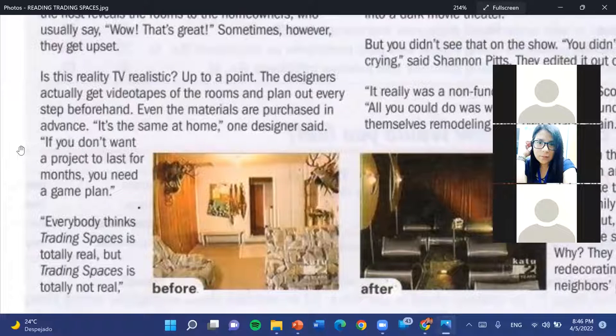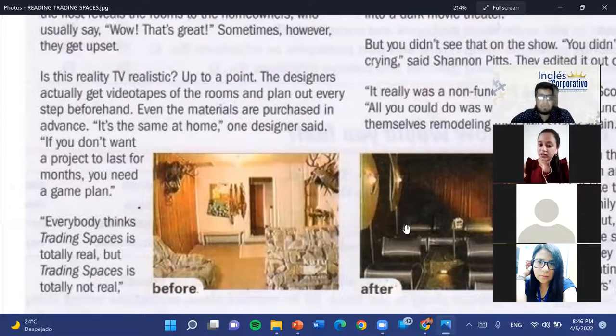Is this really TV realistic? Up to a point, the designers actually get videotapes of the rooms and plan out every step beforehand. Even the materials are purchased in advance. It's the same at home. One designer said, if you don't want a project to last two months, you need a game plan. Everybody thinks Trading Spaces is totally real, but it is totally not real.